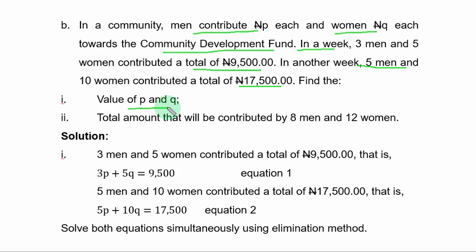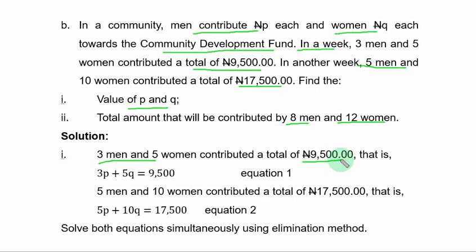(ii) The total amount that will be contributed by 8 men and 12 women. Solution. From the first paragraph, 3 men and 5 women contributed a total of 9,500. The men contribute P naira each. It means 3 men contribute 3P.